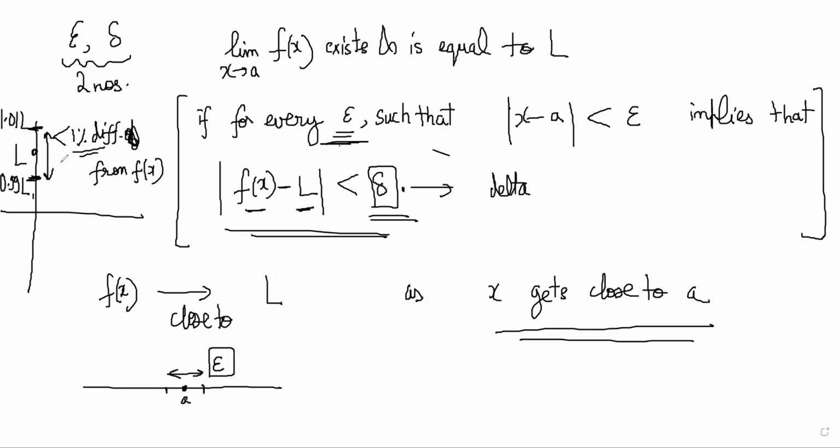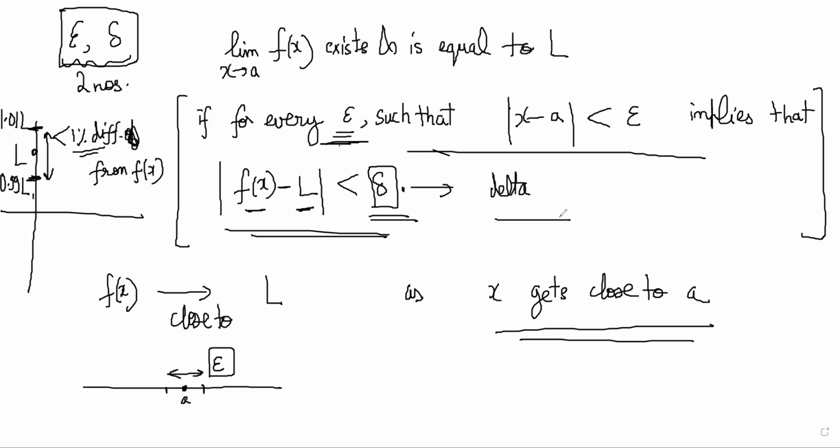Right. So what you are really saying is that no matter how close you want to get to the L value, you will be able to find an interval near a which lets you do that. Right. Got it. But for functions where the limit does not exist, you are not able to find such an interval. You are unable to find two numbers which satisfy this property, right?